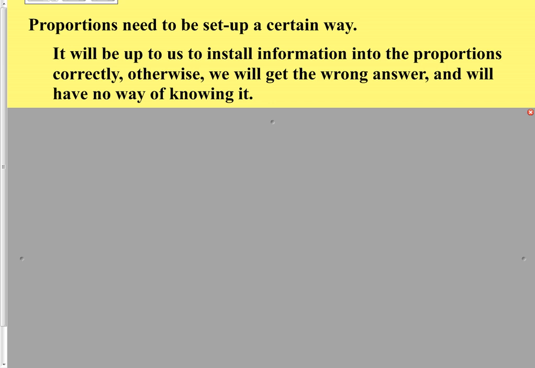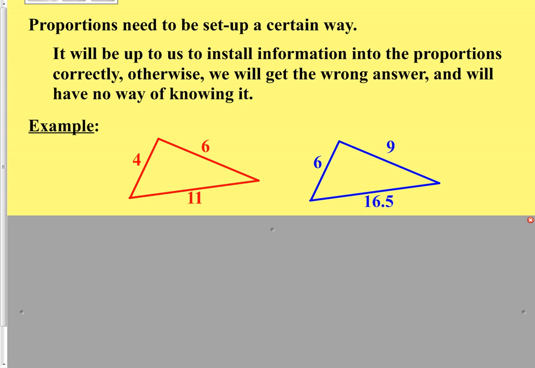Okay, well, enough of that. Proportions have to be set up a certain way. And as long as the proportions are set up for us, as they have been on the last couple of slides, this is very, very easy to work with. The problem is, most of the time, the proportions are not set up for us, and we are going to have to set them up ourselves. Okay, so it's going to be up to us to put the information into the proportions correctly. Otherwise, we will get the wrong answer, and unfortunately, we will have no way of knowing that we are wrong. Okay, so I'm going to start with an example here, and we're going to look at this example in great depth. Okay, so copy it down if you need to. We're going to be talking about it a good bit. Not if you need to, do copy this down.